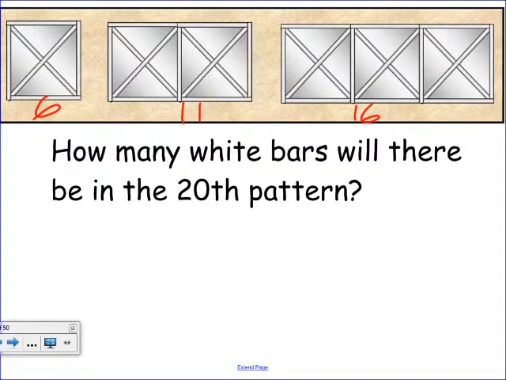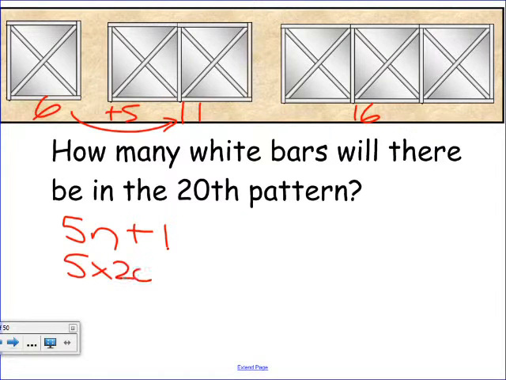Right, so what's my term-to-term rule? Plus 5. So what does that give me for an nth term? 5n plus 1. Everyone happy with that as your nth term? And then you say, I'm looking for the 20th pattern. So all we need to do is swap n for 20, which gives me 100, plus the 1. I need 101 matchsticks, poles, whatever they are, for my 20th pattern. Yeah? See how that works? Excellent.